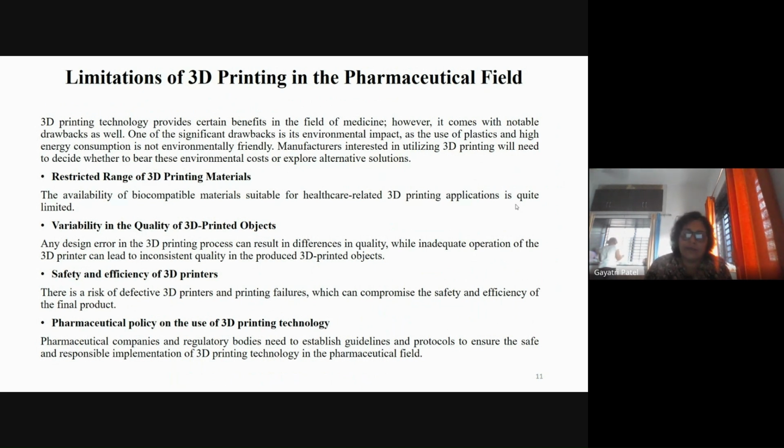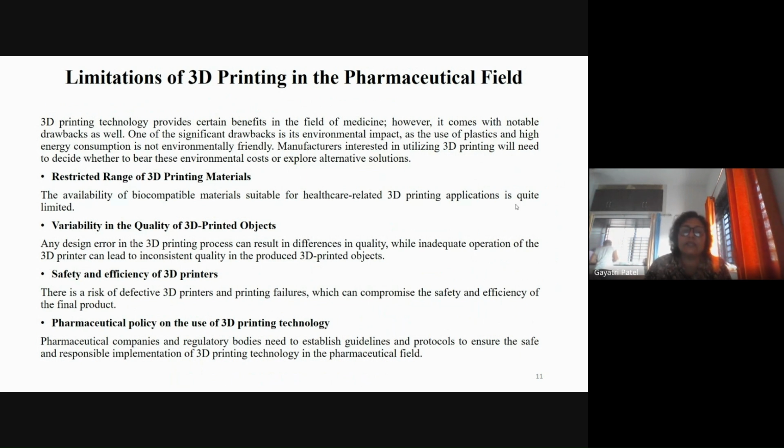But when pharmaceutical applications are concerned, for example the implant for cancer, there is a slow delivery of the drug at a particular site, such as oral cancer, cervical cancer or breast cancer. Then definitely we can weigh the environmental cost, but yes, we can also go for alternative solutions, right?